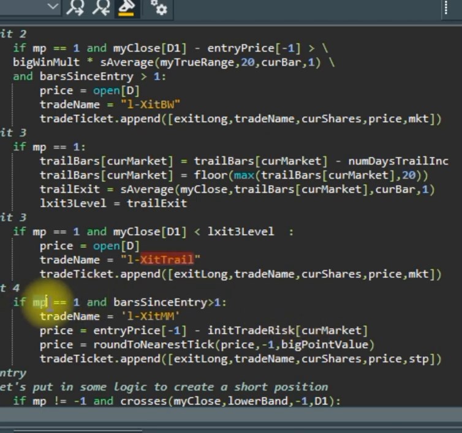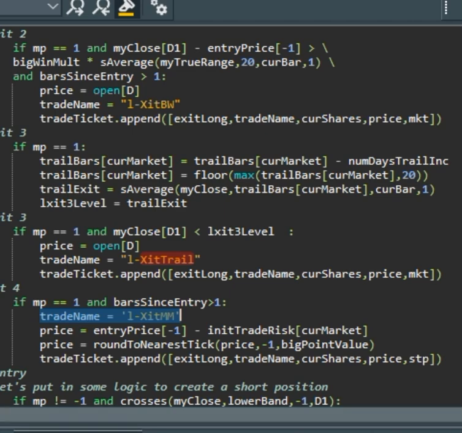If we're long and bars since entry is greater than 1, we've been in the trade more than 1 day, I'm going to go ahead and say trade name is equal to long exit MM. We don't know if this order will be executed. We're just going to go ahead and issue it because it is a disaster stop, and we want to place it every day because if we don't get out at the open, we want to be able to get out on an intraday basis.